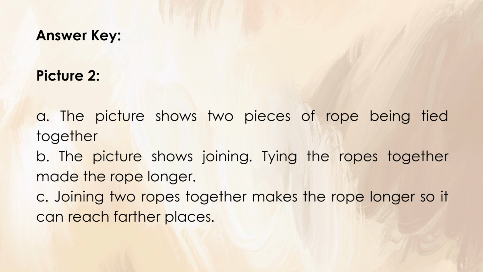Answer key. Picture 2. A. The picture shows 2 pieces of rope being tied together. B. The picture shows joining. Tying the ropes together made the rope longer. C. Joining 2 ropes together makes the rope longer so it can reach farther places.